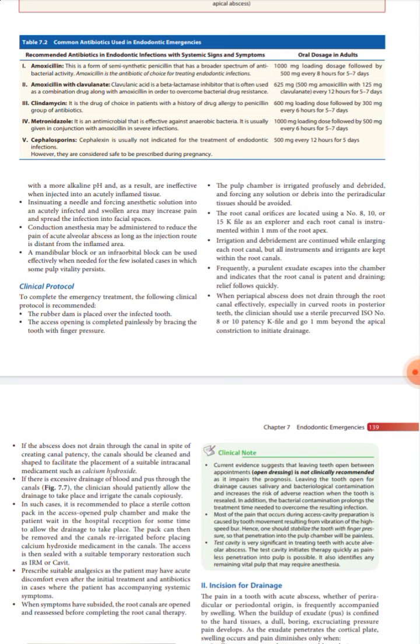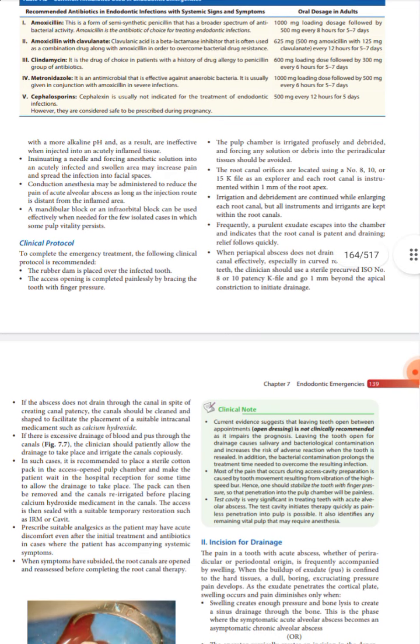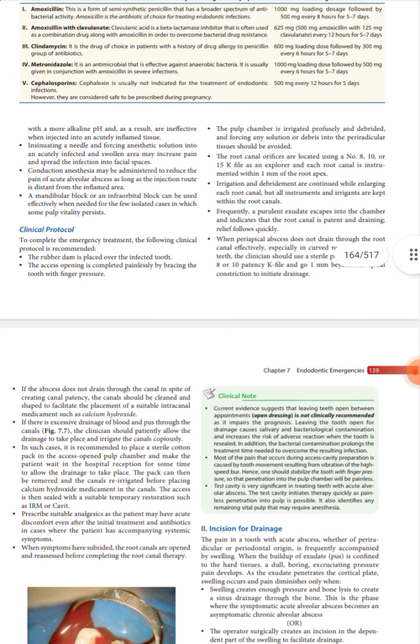Amoxicillin with clavulanate हो गया. Clavulanic acid is a beta lactamase inhibitor that is often used in combination with amoxicillin in order to overcome bacterial drug resistance. ये 625 mg हो गया. 5 to 7 days.